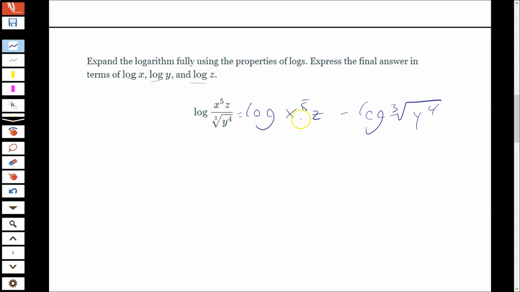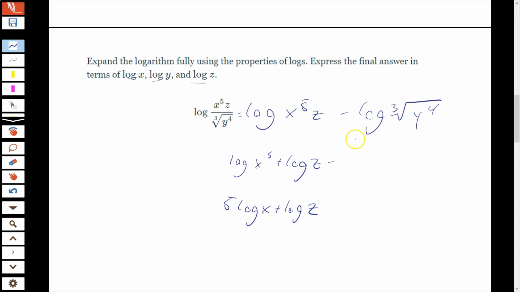I'm going to start with my first log, and that becomes log x to the fifth plus log z. So I've split up those two terms I was multiplying. Let's go ahead and finish that part right away. I'll take that 5 out, and I get 5 log x, with no exponent this time. Plus log z stays the same.